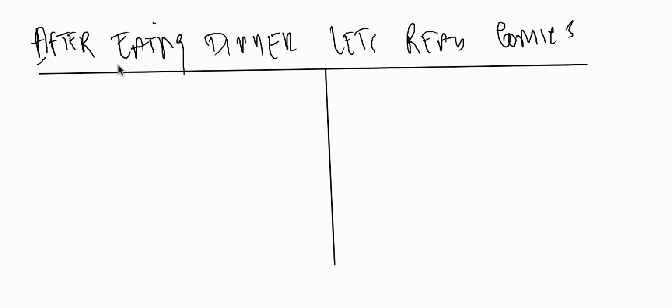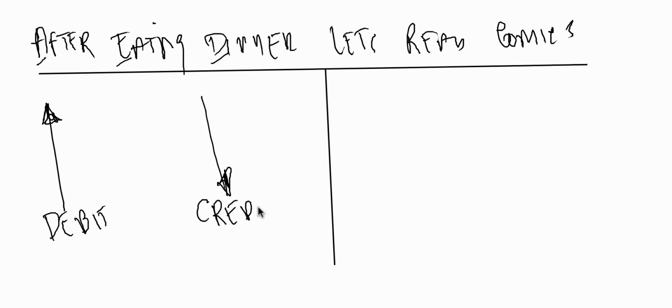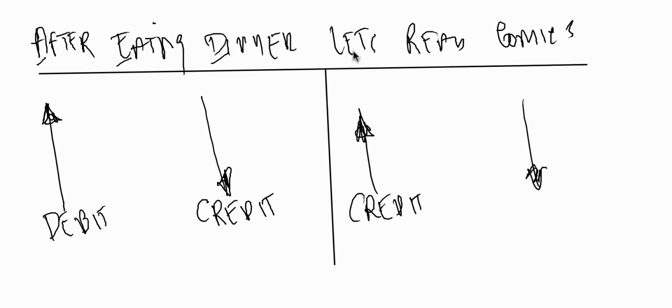All my asset accounts, my expense accounts, and this draw account, if you want to increase these, apply a debit. Conversely, if you want to decrease an asset account, an expense account, or a draw account, apply a credit. Let's go over the right side. If I want to increase a liability account, a revenue account, or the capital account, apply a credit. Conversely, if I want to decrease a liability account, a revenue account, or the capital account, apply a debit. Those are your rules of debits and credits.